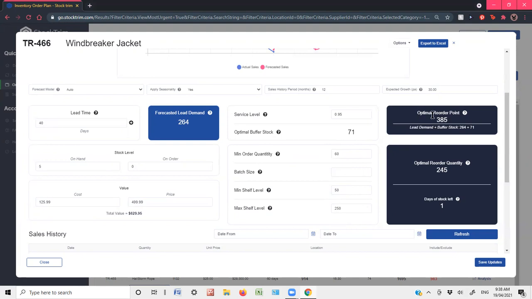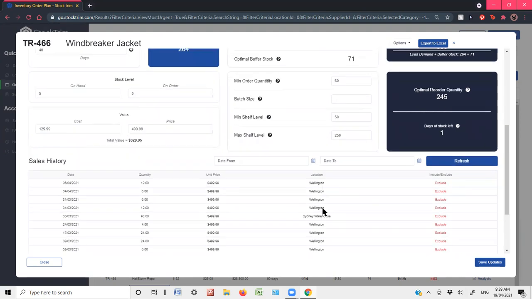StockTrim is recommending that the optimal reorder point be set at 385 units based on what's required. And so based on all the other information here, StockTrim has worked out a reorder quantity of 245 units. So if we go away and order that 245 units, we'll have enough stock on hand to meet the lead demand over here, but also meet our requirements down here.